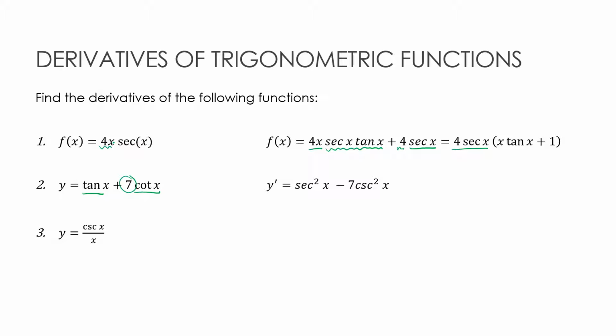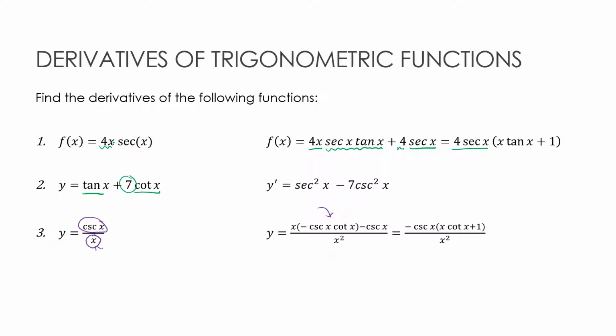Last one, I've got cosecant x over x, and again this is the quotient rule. So the quotient rule says take bottom times the derivative of the top. Derivative of cosecant is negative cosecant x cotangent x, minus top, which is cosecant of x, times the derivative of the bottom. Derivative of x is 1, so there's a times 1 here that I didn't bother to put in, over the denominator squared, so x squared.